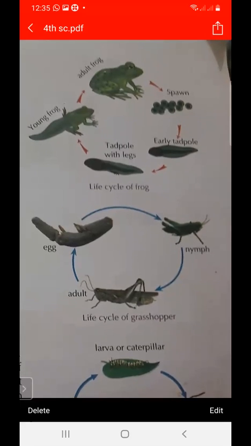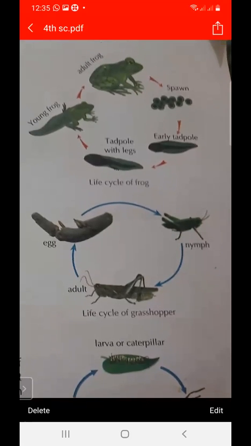So first the adult frog gives a cluster of eggs, and this cluster of eggs is called spawn, and this spawn is converted into the early tadpole, and this early tadpole is converted into the tadpole with legs, and this tadpole is converted into the young frog. So this is the life cycle of frog. These are the 4 stages of frog.